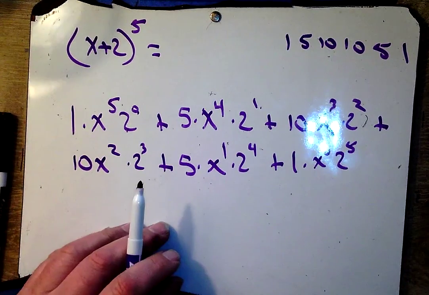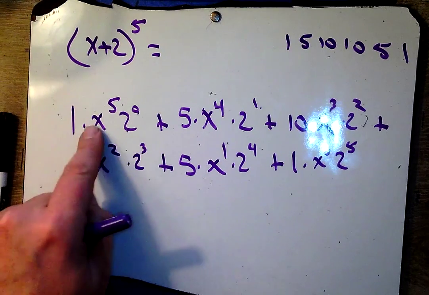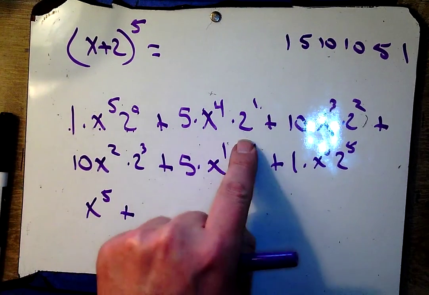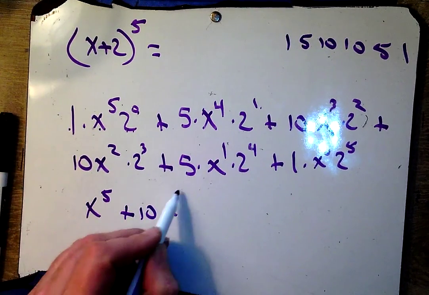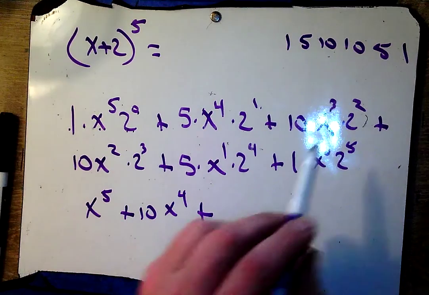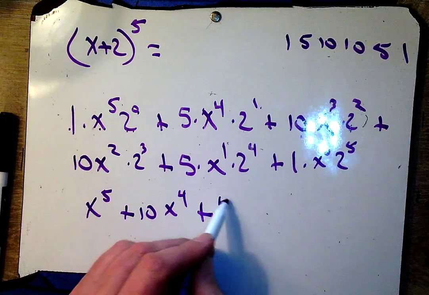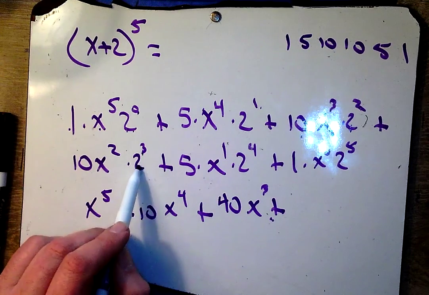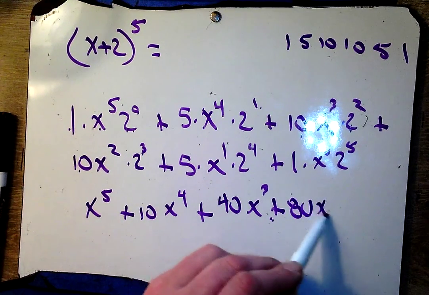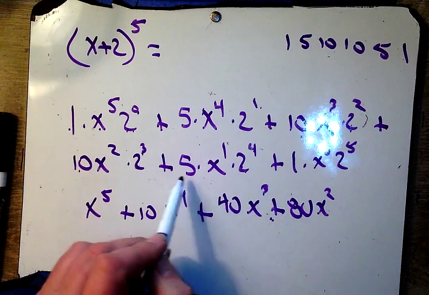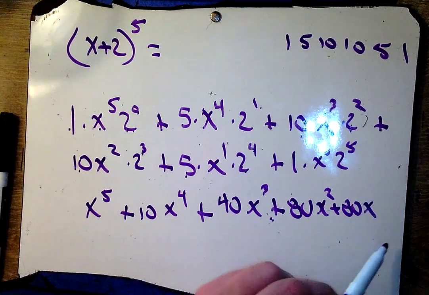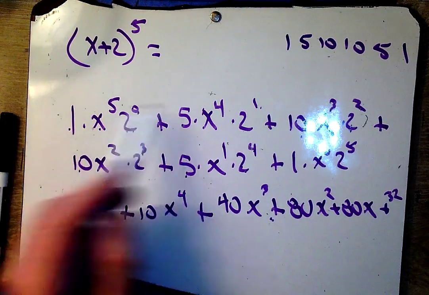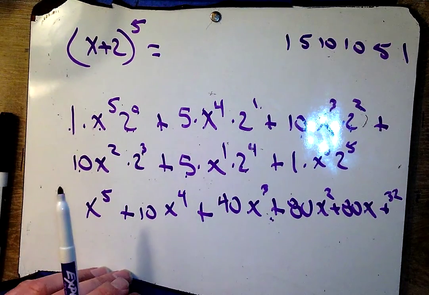Now I would like it if you tidied this up. Like, I don't need a 2 to the 0 there. I just need the x to the 5th, because 2 to the 0 is 1 times x to the 5th is x to the 5th. Here we've got 2 times 5. I definitely want you to pull those together. Now we've got 2 squared is 4 times 10, 40, x to the 3rd, plus 2 times 2 times 2 is 8 times 10 is 80x squared. 2 to the 4th is 16 times 5 is 80x, plus 2 to the 5th is 32. And so there's our binomial expansion. Well, isn't that nifty?